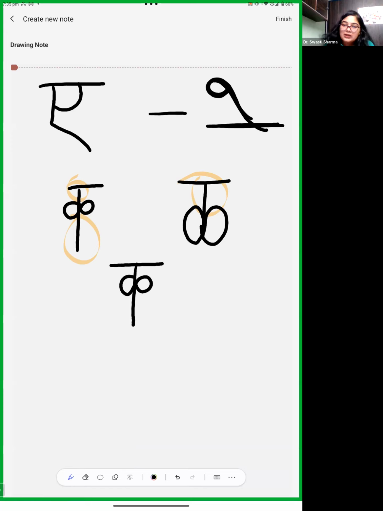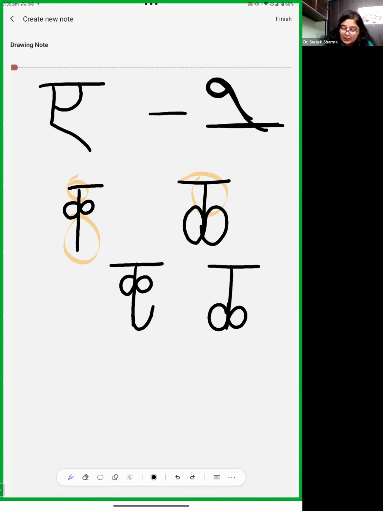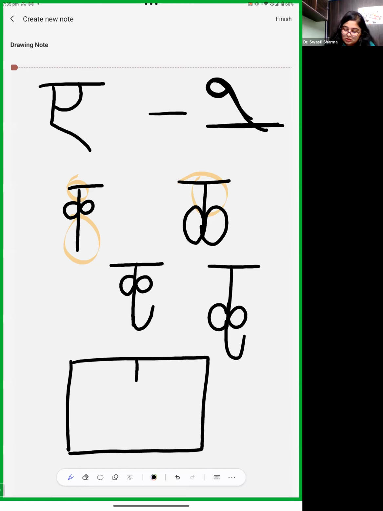But if we are adding the matra ri, in kri it starts from here, and in cha it starts here. So you will see the gap here. Just a moment, I'm making it again. So this is your cha and this is Shri. I told you there are the boxes, and you can't go beyond this.